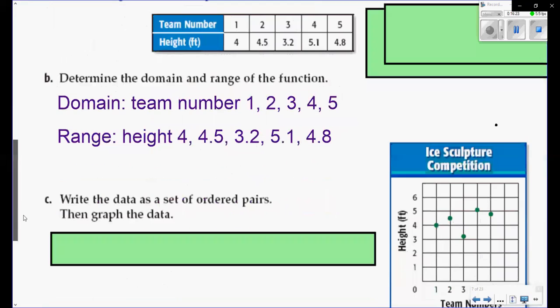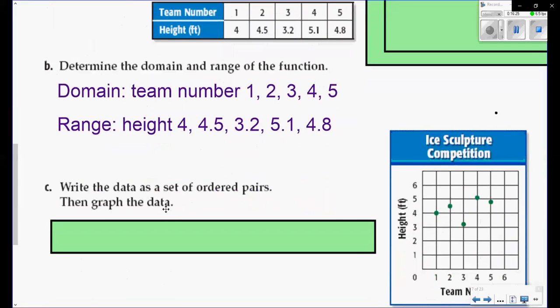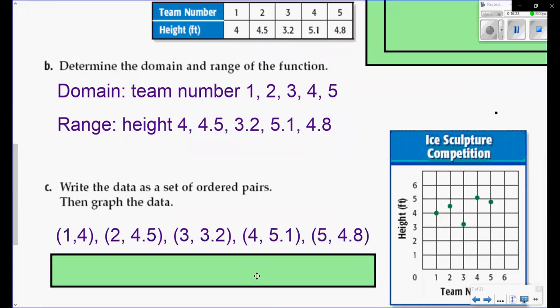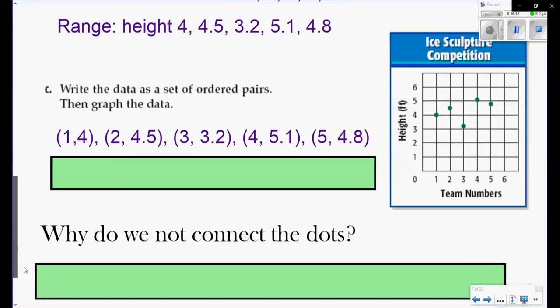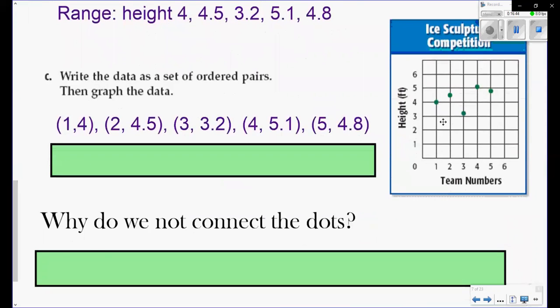The next one is to write the data as a set of ordered pairs and then graph the data. So we already have it graphed, and then you write it as an ordered pair. You have your parentheses, X and Y, and then you plot it. Looking at this graph, if you were to trace it, it dips down and then goes that way.